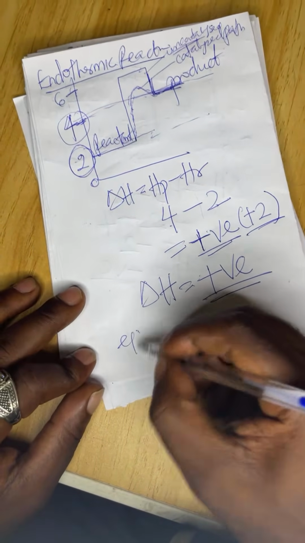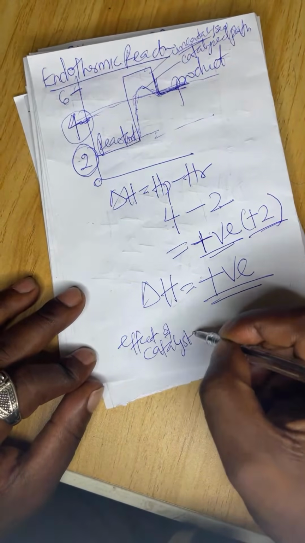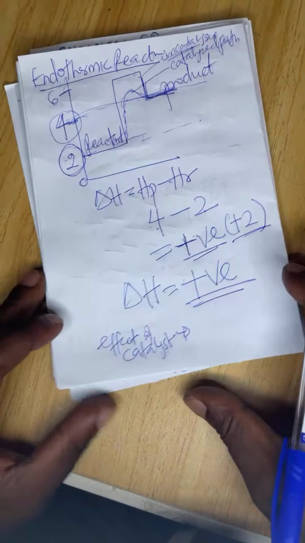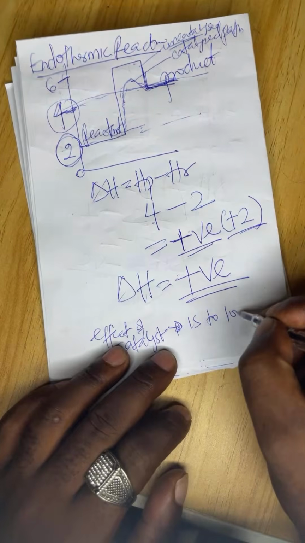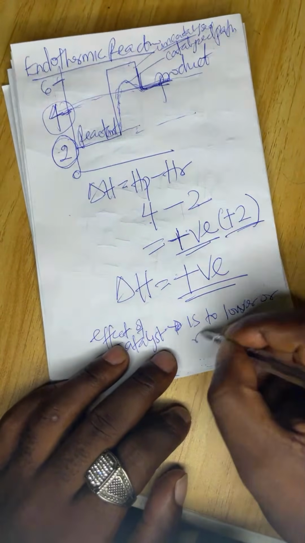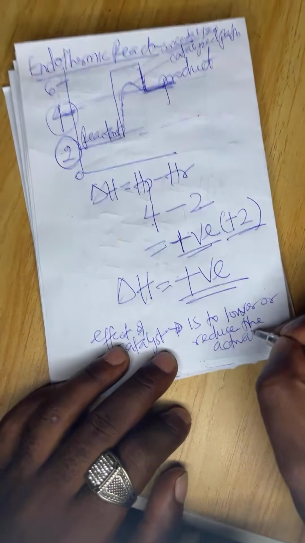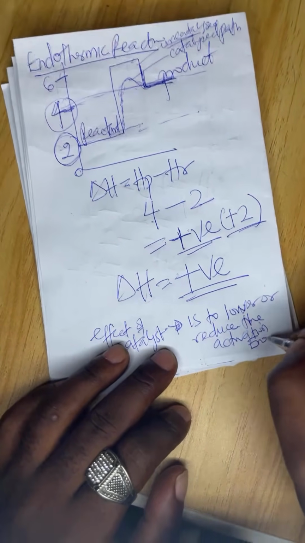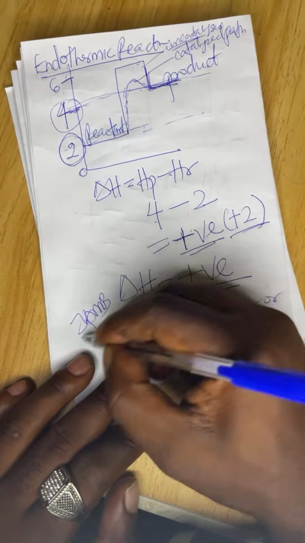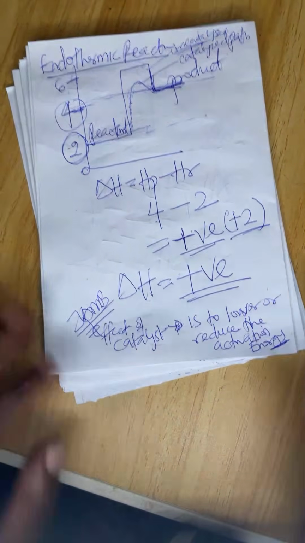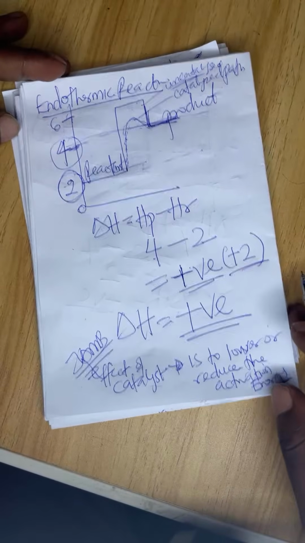The effect of a catalyst is to lower or reduce the activation energy. Please don't think it's part of the main thing, I just have to say it because of the exam. This is a JAMB question. They asked me this question in all 3 of my JAMB exams. So that's why I have to say it. Please take note of that. So now let's move on.